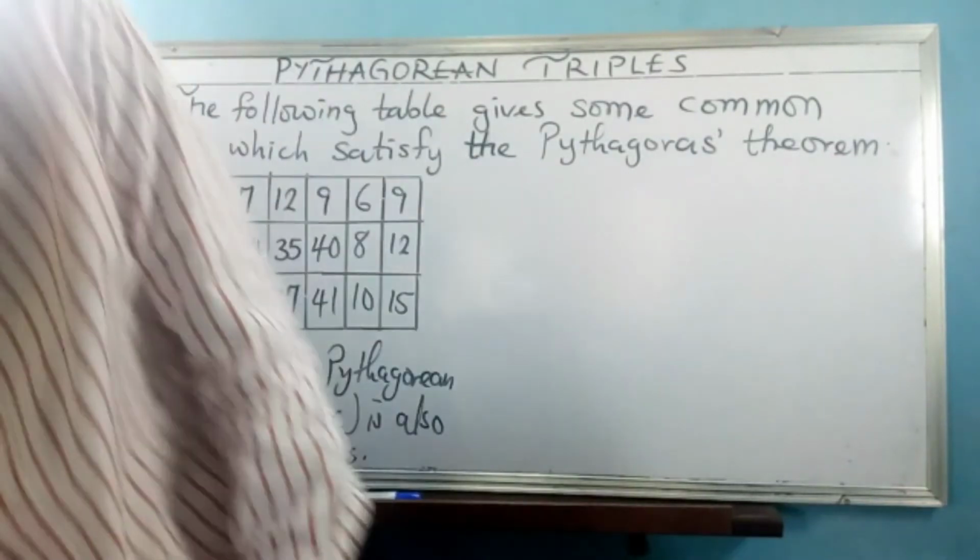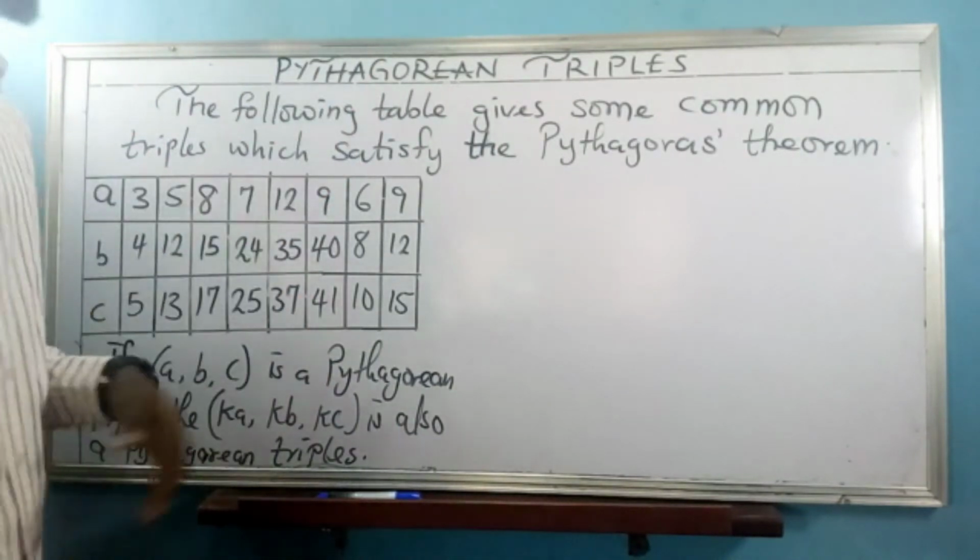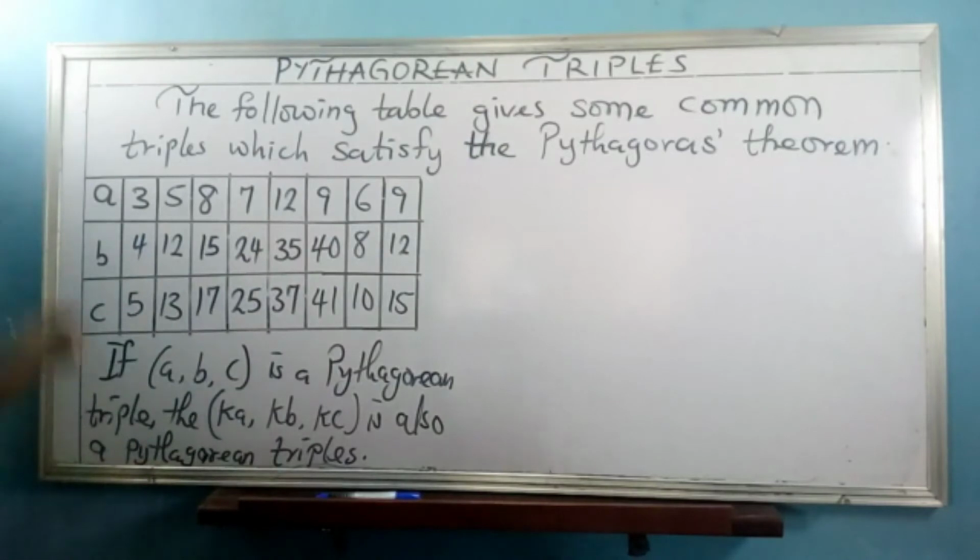So let's go to it now. The following tables give some common triples which satisfy Pythagoras theorem. So these are the tables.